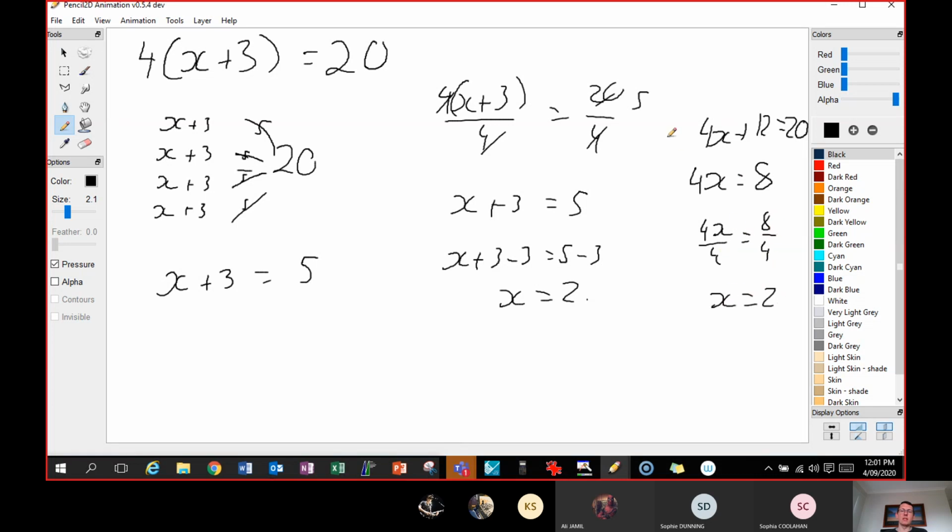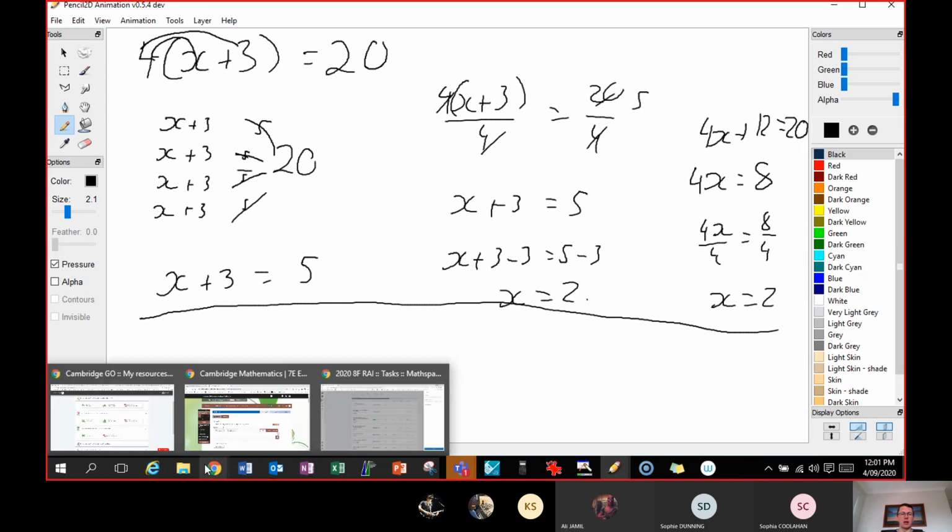So either way, what we did here is we actually expanded it. When you expand it, all we're doing is multiplying 4 times x, which gives us 4x, and 4 times 3, which gives us 12. That's a pretty common way for people to show it. You can show it as an array method as well. But basically you've got 4 lots of whatever's in here, so 4 lots of x and 4 lots of 3. That's why you multiply it. So that's how we can solve these equations.